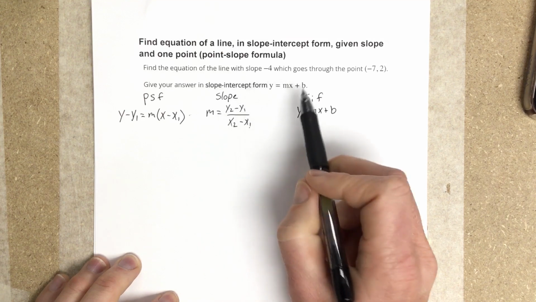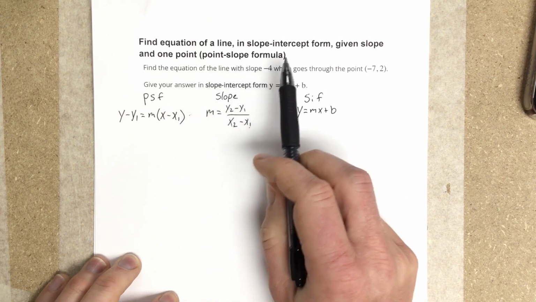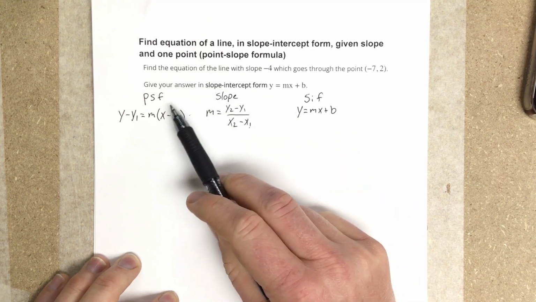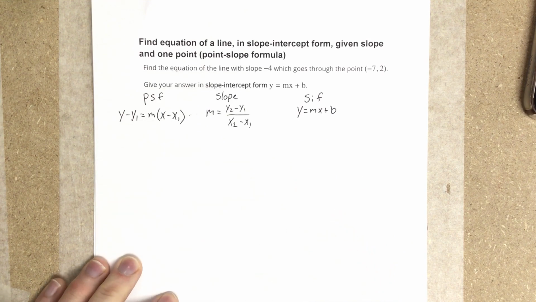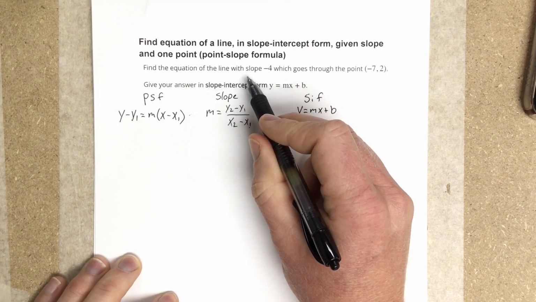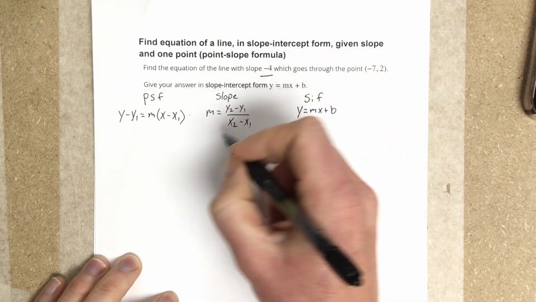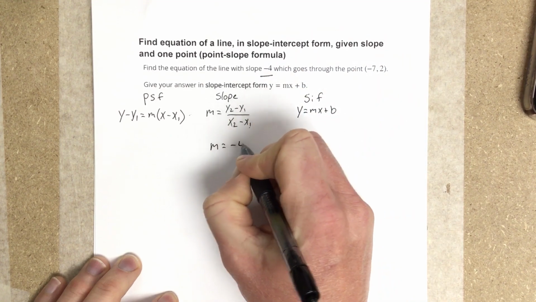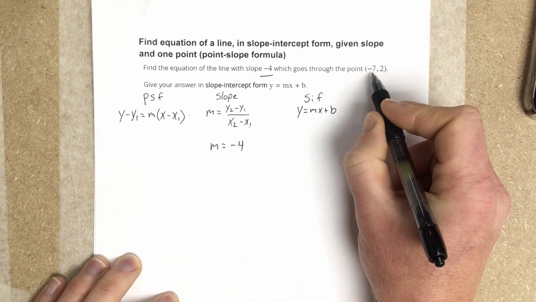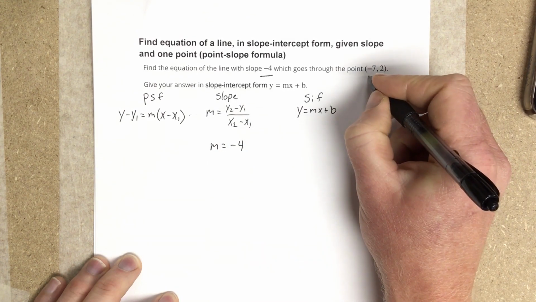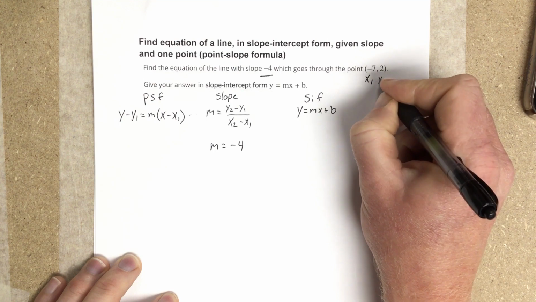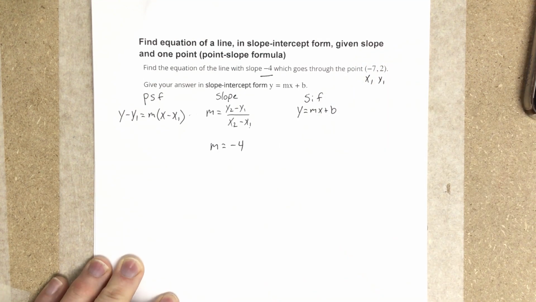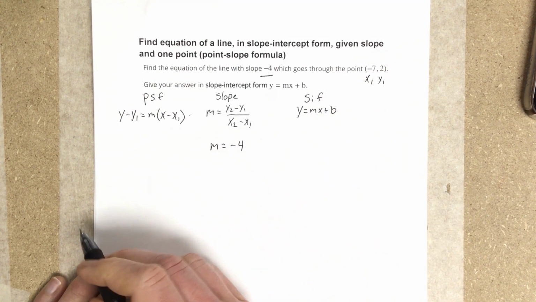We're actually going to go through and do this two different ways. So I'm going to do slope-intercept form and point-slope form, and then you can pick which one you like to use. So for point-slope form, they tell us the slope is -4. So m equals -4. And we have this point, -7, 2. So this would be like x1, y1.